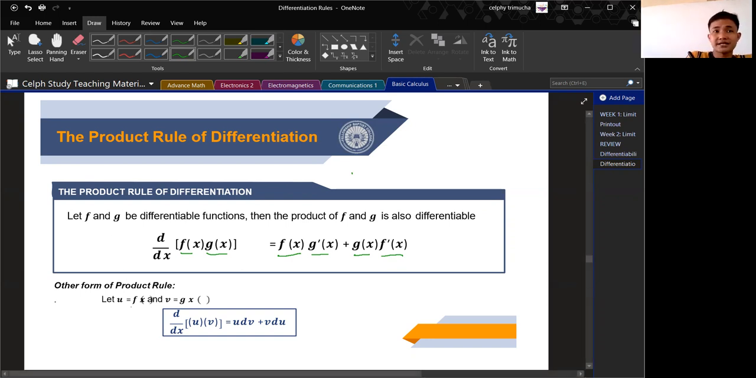So, it is better nga gina-represent siya by a value lang or by a letter. So, your function of x, gina-represent siya natin as u. Your g of x gina-represent natin as v. Then, represented siya by uv kung i-multiply mo sila duha. So, iya nga derivative will be, u dv plus v du. So, amo lang natin tandaan for the product rule of differentiation, u dv plus v du.